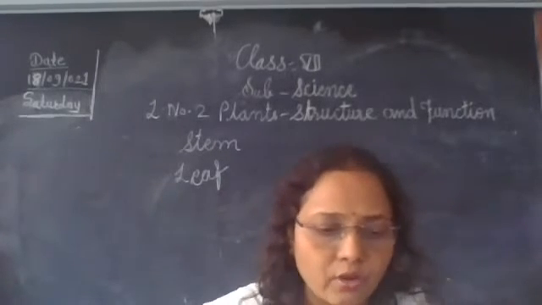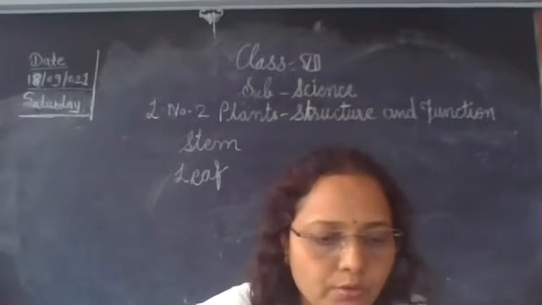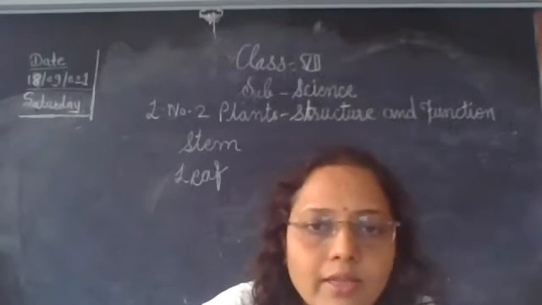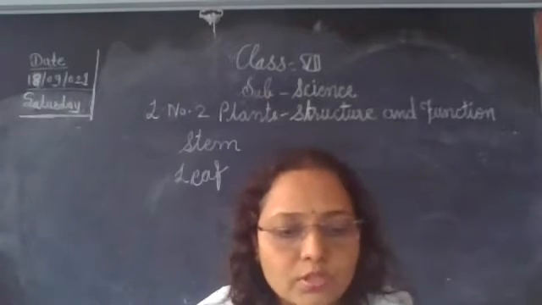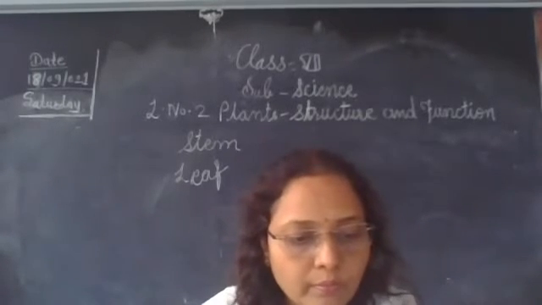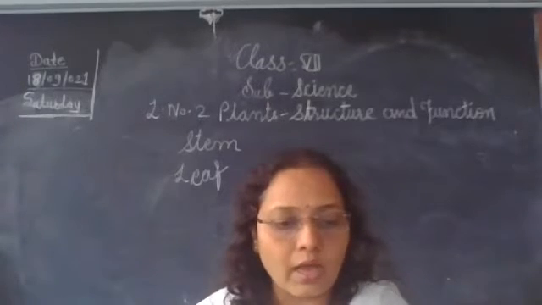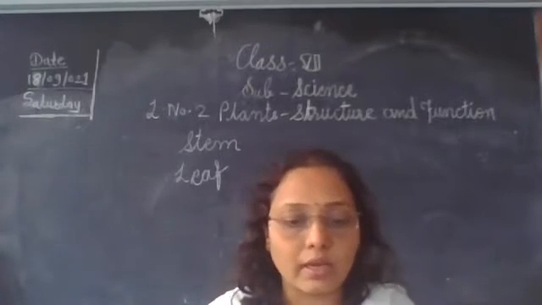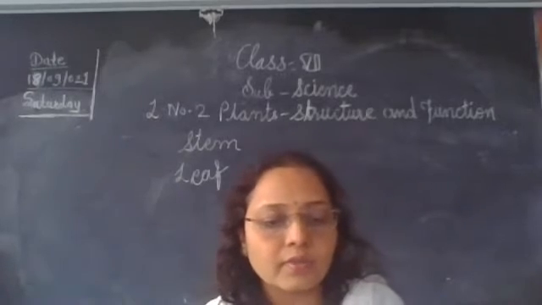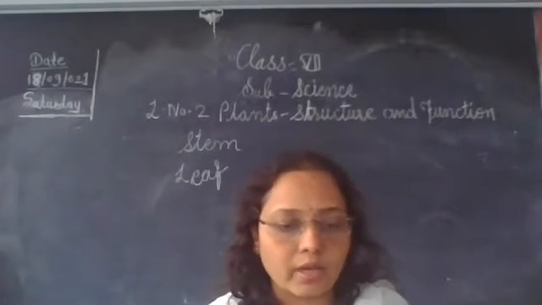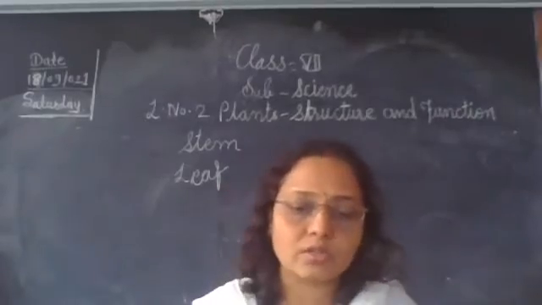In our last video, we learned about the roots and types of roots. Today we are going to revise the topic stem. You know the stem. The stem grows above the soil from the plumule of the sprouting seed. As the sprout grows, the length of the stem gradually increases. There are nodes and internodes on the stem.